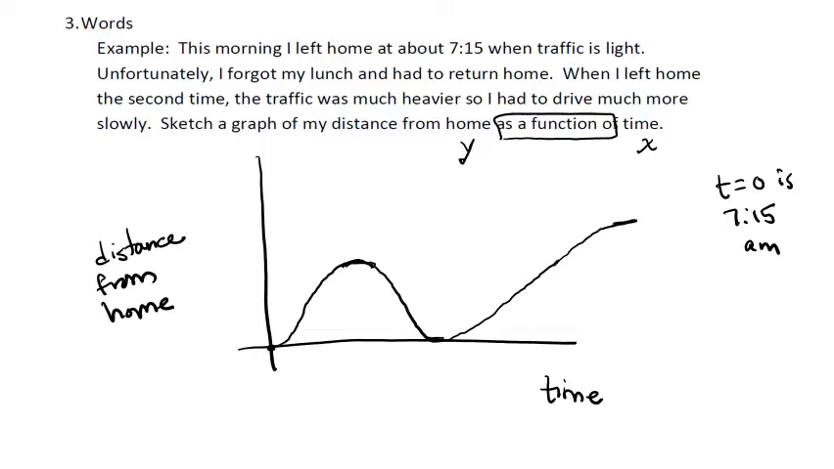I don't know exactly where that is on my scale here. But notice the difference in the slopes of these graphs, when I'm moving rapidly versus when I'm moving slowly. When I'm moving rapidly, the slope of the graph is greater than when I'm moving more slowly.